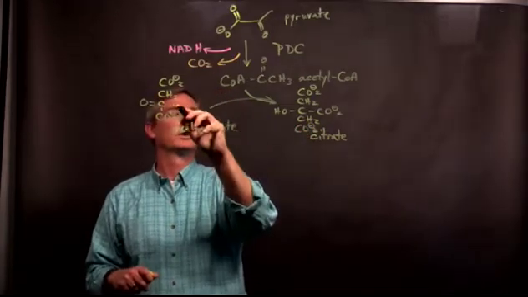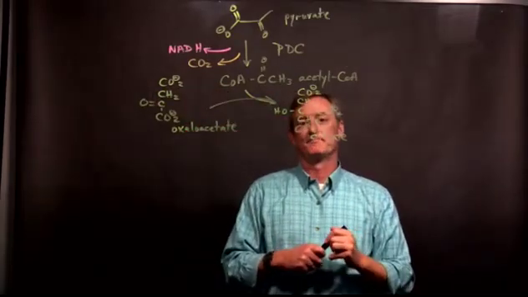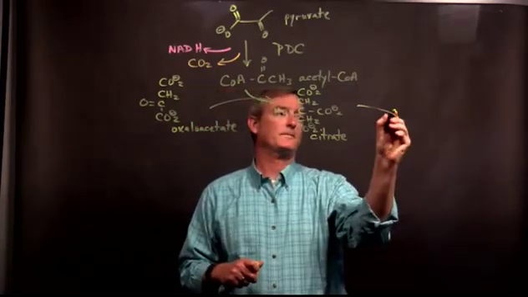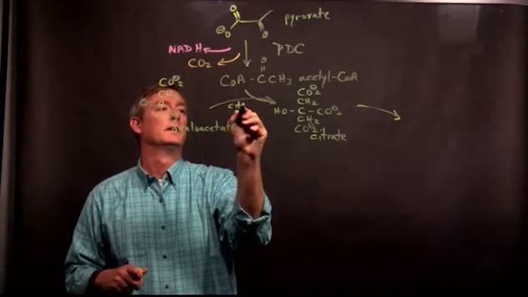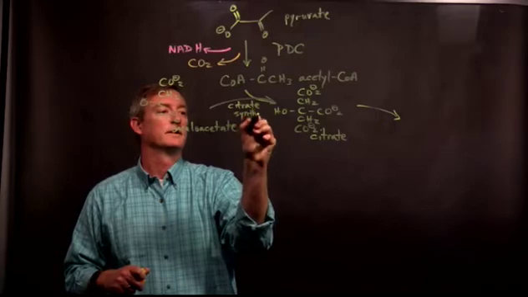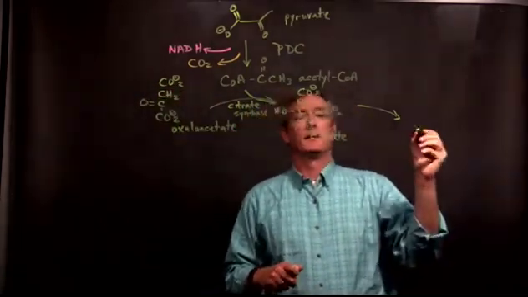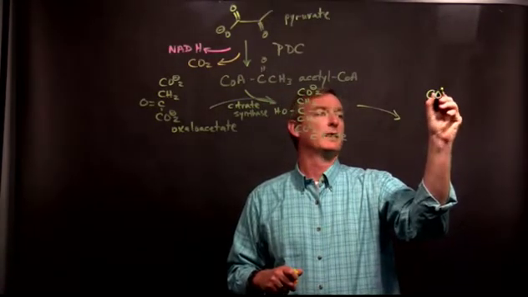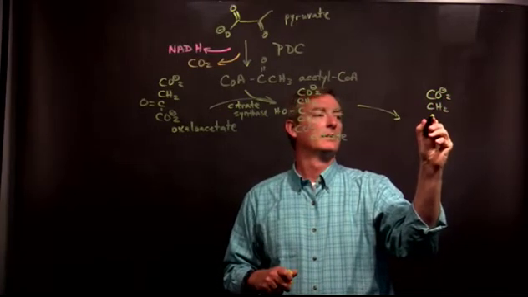Okay, so 4 carbons plus 2 carbons gives us the 6 carbons of citrate. There's no major inputs or outputs of this reaction. And what's this enzyme called? This enzyme is a nicely named citrate synthase. We're synthesizing citrate. Okay, now what do we do?